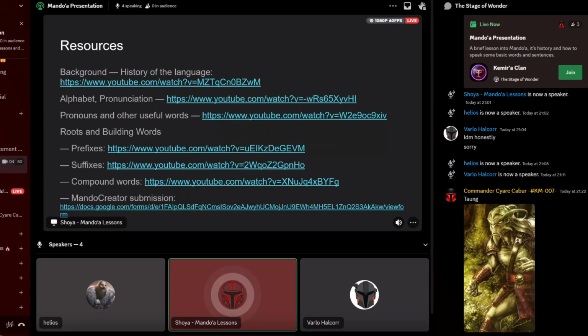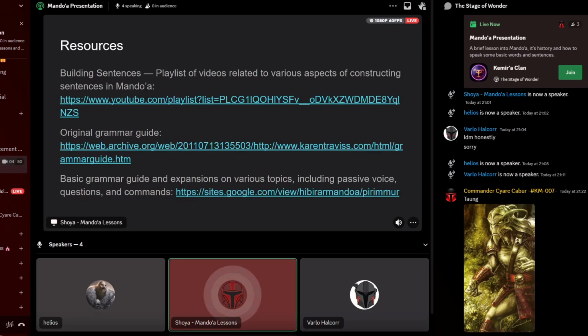The Mando creator submission form is for if you think you have a good compound word that you want to add, or a good new root word, you can submit those to the Mando creator. But they do have to pass through criteria to be accepted into it. That's a way to help expand the language, instead of just some person making a compound and writing it in their fic without giving it a definition, and then no one ever knows what it means. Submit it so that people know, or like I said earlier, put it in a glossary.